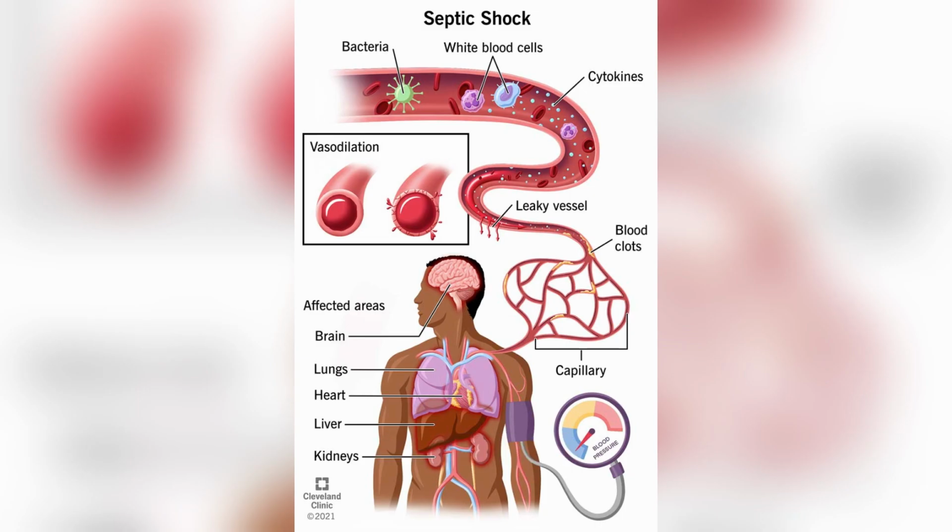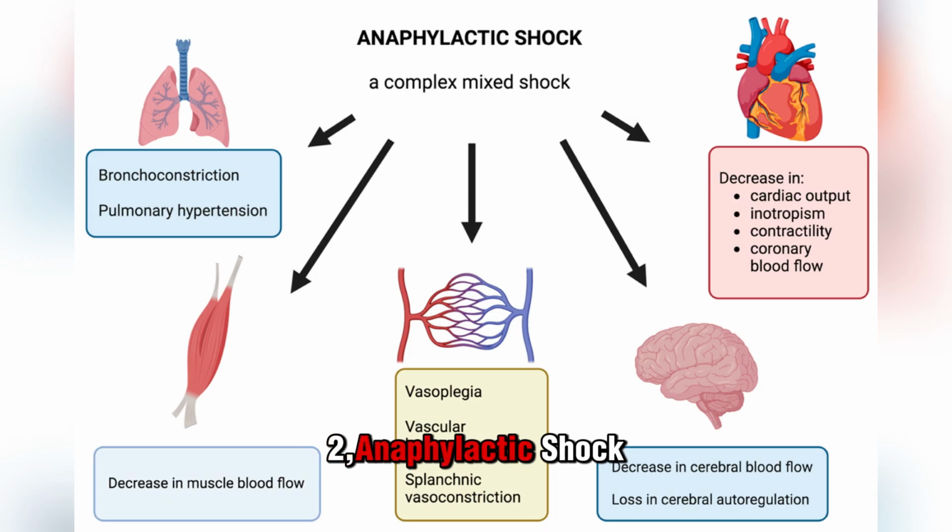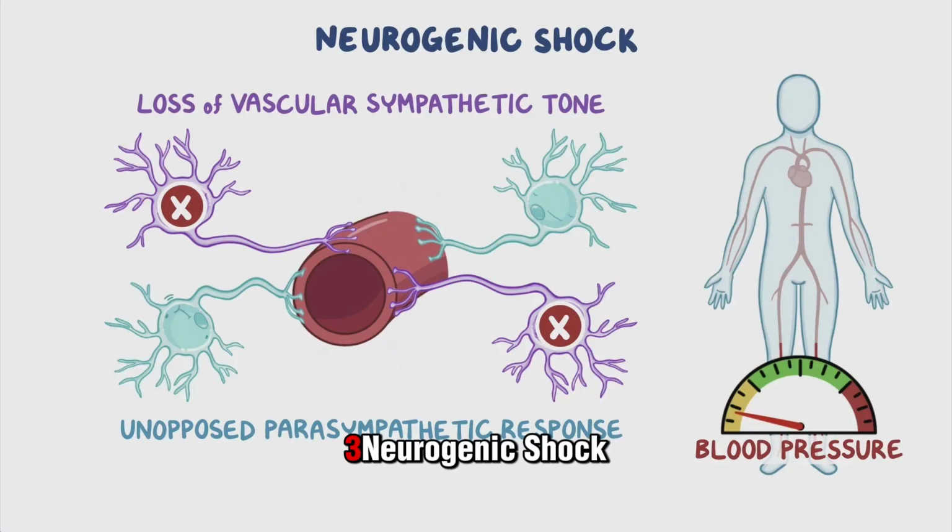Septic shock. Triggered by a severe infection that causes widespread inflammation and vasodilation. 2. Anaphylactic shock. Caused by a severe allergic reaction leading to massive histamine release, vasodilation, and increased capillary permeability. 3. Neurogenic shock. Results from damage to the nervous system, often from spinal cord injury, leading to loss of sympathetic nervous system function, vasodilation, and decreased heart rate.